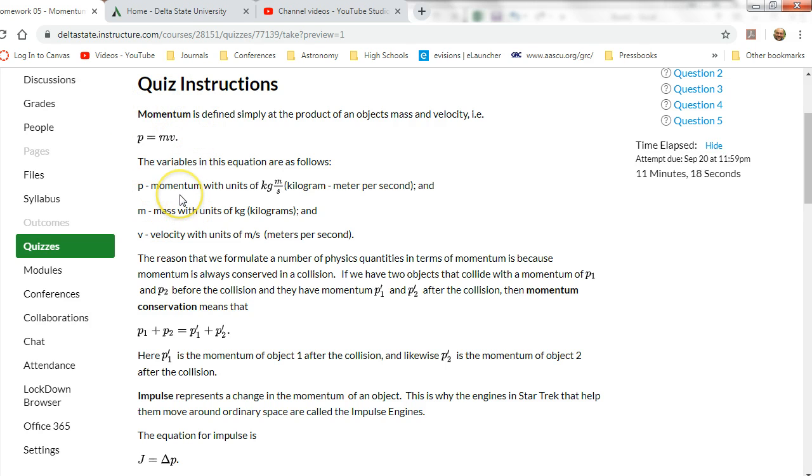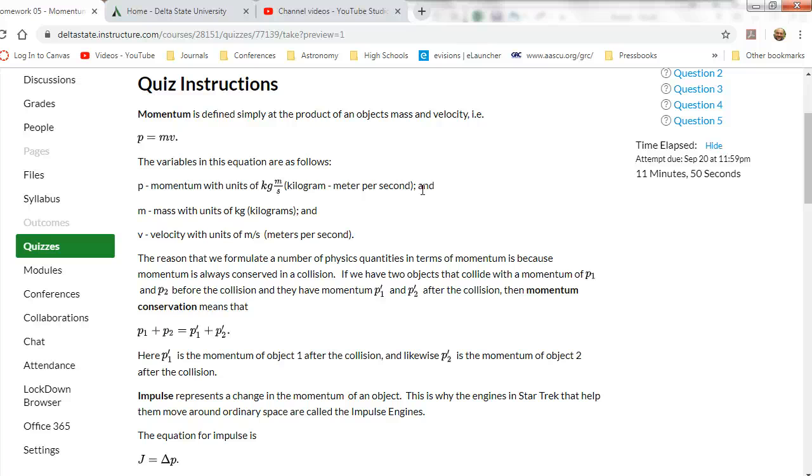Because it's a product of mass times velocity, the units are kilograms for mass and meters per second for velocity. So mass times velocity gives us kilogram meters per second. If you pay attention to units a lot, then there are a lot of things you can learn just from the units.